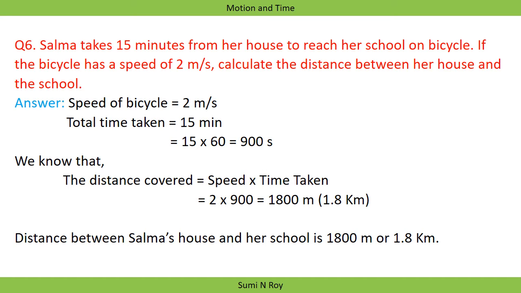Now, as from the distance formula, we know that distance covered is equal to speed into time taken. So our given speed is 2 and the time taken is 900. So it is 1800 meter, or else if you can say in kilometer, then it is 1.8 kilometer. So distance between Salma's house and her school is 1800 meter or 1.8 kilometer.